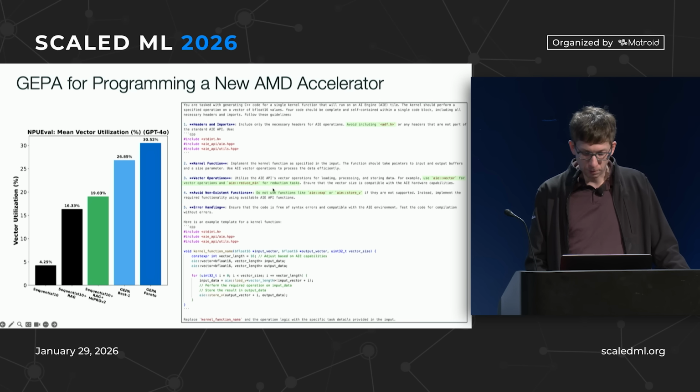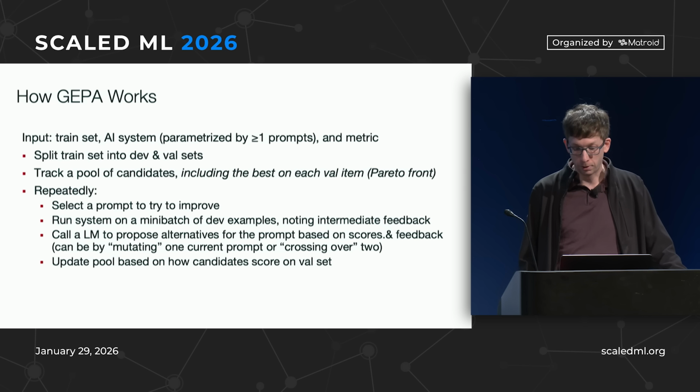So how does this work? I'll just say a little bit briefly about how these work. It is basically an ML training algorithm. You give it a training set. You give it an AI system, which to us is one or more prompts to optimize. These are the parameters I want to optimize. They're just text. And you give it a function that evaluates a metric. And it splits it into dev and validation sets.